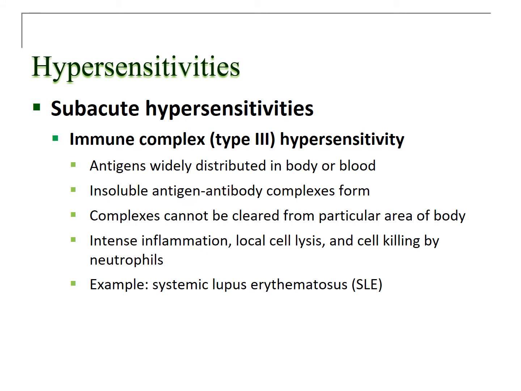In a type 3 hypersensitivity, an immune complex hypersensitivity, the antigens are not localized. They get widely distributed in the body or the blood, and you have antigen-antibody complexes that form that are insoluble, so they're going to stay in the bloodstream. They can't be cleared from a particular area of the body, and when this happens, you'll get an intense inflammation, you'll get localized cell lysis and cell killing by neutrophils. An example of this is systemic lupus erythematosus.